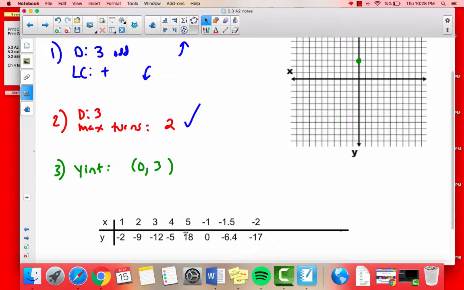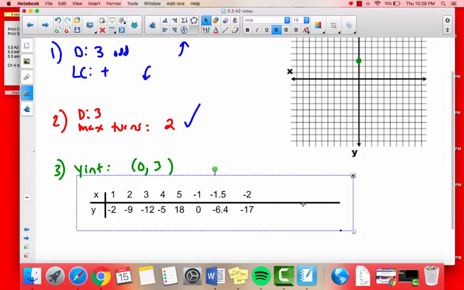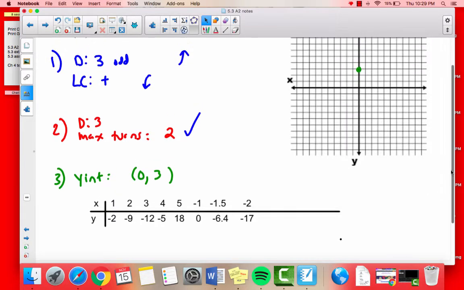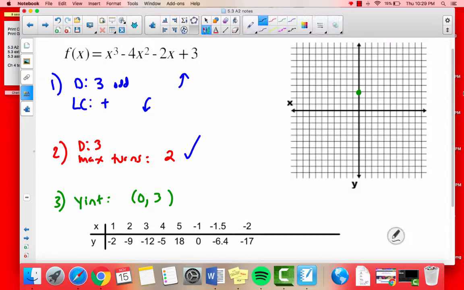So here's my table of values. I'll go ahead and move it up so you guys can see it. So I went ahead and plugged in numbers 1 through 5, and then I plugged in just a couple negative numbers because my numbers dropped pretty quickly when I plugged in the negatives, so I didn't need a whole bunch of extras.